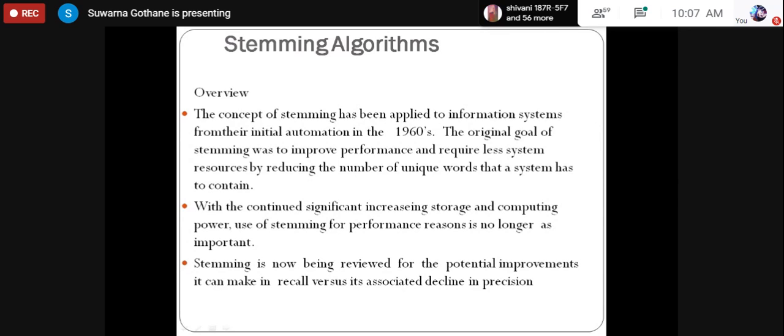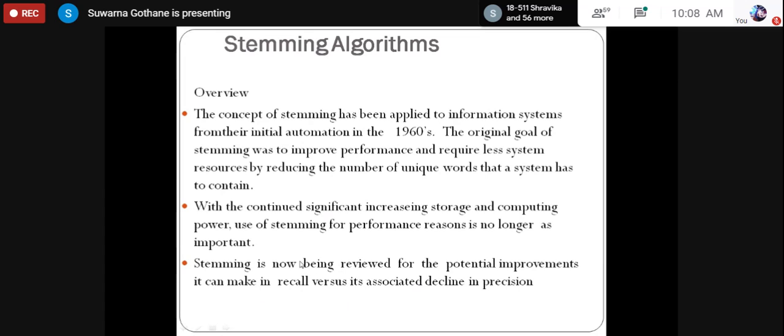Nowadays hardware is available with very good features, like tremendous memory, so stemming is not that necessary, but it definitely shows improvement in terms of recall and precision.